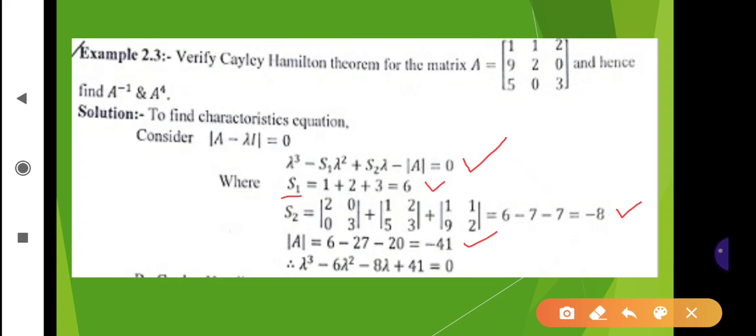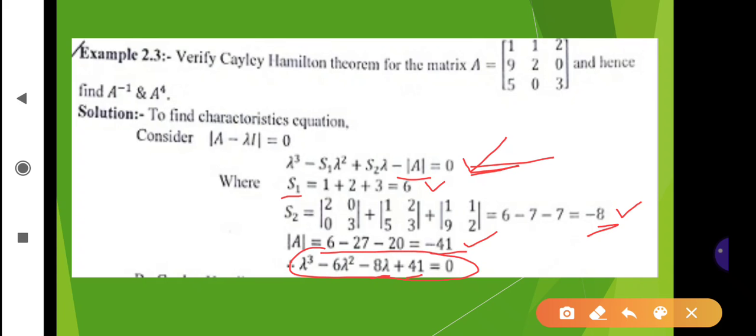Put the value of s1, s2 and the determinant in this equation. So we will get lambda cube minus s1, the value of s1 is 6, lambda square plus s2, the value of s2 is minus 8, so minus 8 lambda minus the determinant of A, the value of the determinant of A is minus 41, so it becomes plus 41 is equal to 0. This is our characteristic polynomial for the given matrix.